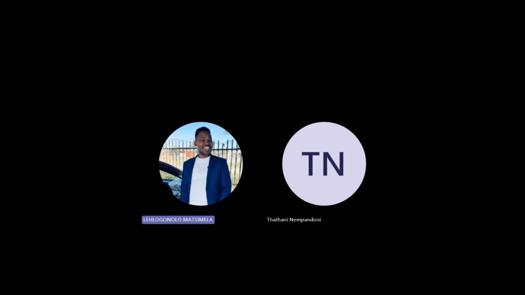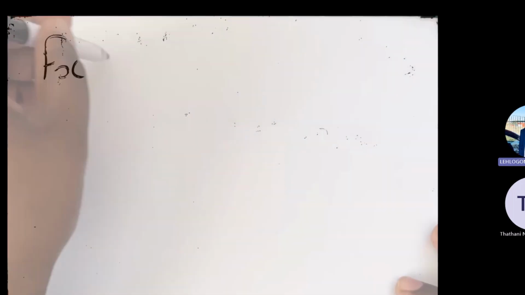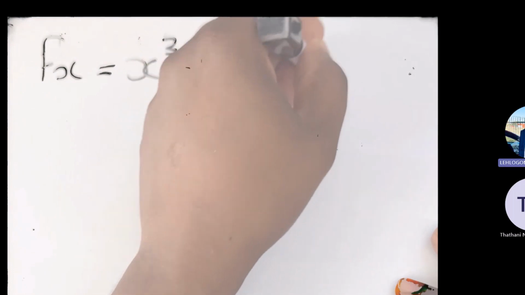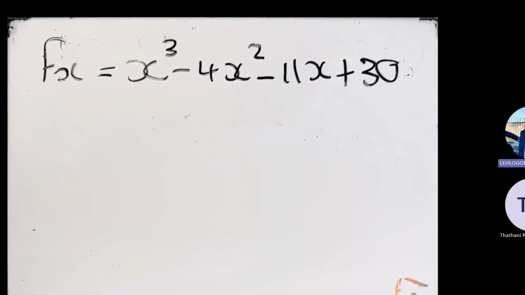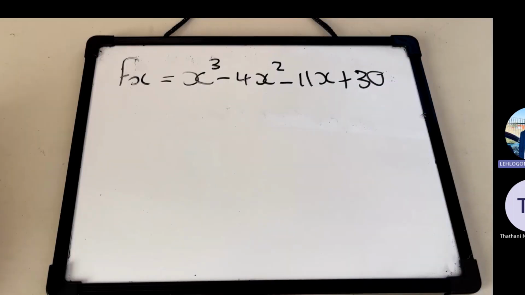Okay, let's come back to screen. Let me find an example here so that we can talk about something. Let's say, for example, we are given the equation of f, f(x) equals x to the power of 3 minus 4x to the power of 2 minus 11x plus 30. This is the given equation of f(x). They said find the stationary point or the turning point of this.